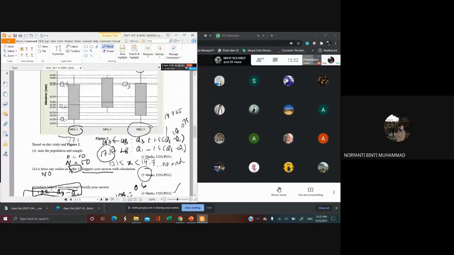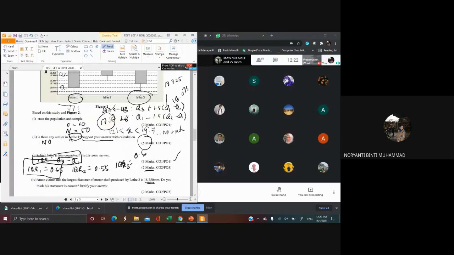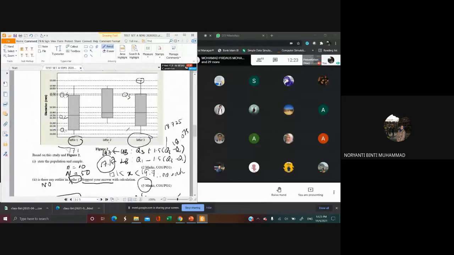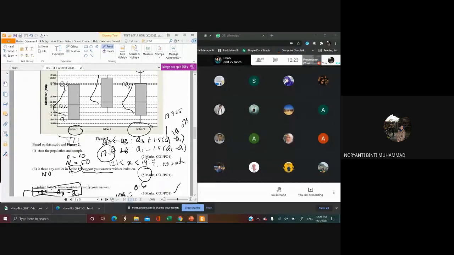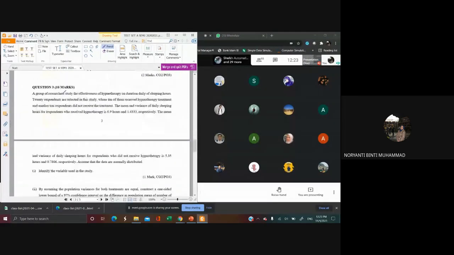Latte 3. All right? So here you must know how to read the box plot, and you must know how to interpret and then justify or calculate. Basically here they didn't mention the shape. If I ask you the shape, this one will be skewed to the right. This one as well skewed to the right. This one as well skewed to the right. All right, so now we move to question number 3.